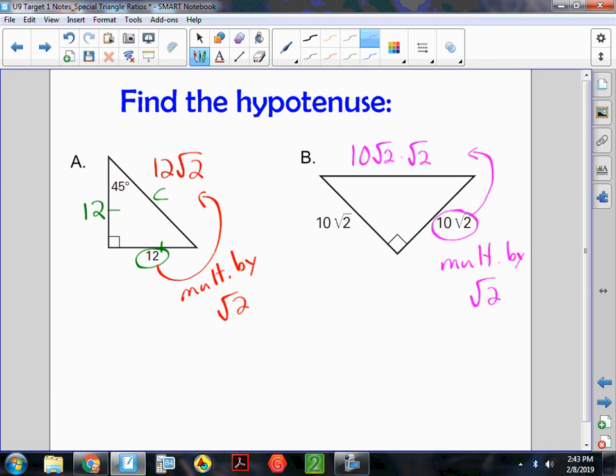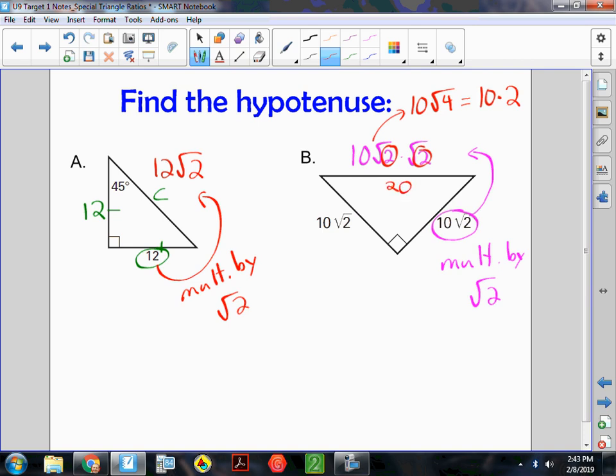You will have to work with square roots as far as multiplying and dividing throughout this unit. So 10 square root 2 times square root 2. One way to think about that is that this is now 10 times square root 4, because we know 2 times 2 is 4. But square root of 4 is the same thing as just a normal 2. So instead of 10 times square root of 4, it's 10 times 2. And 10 times 2 is 20.